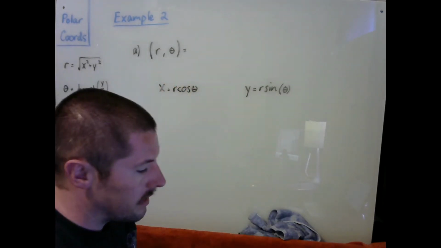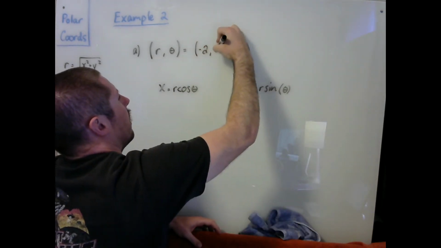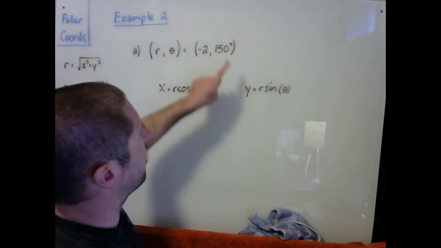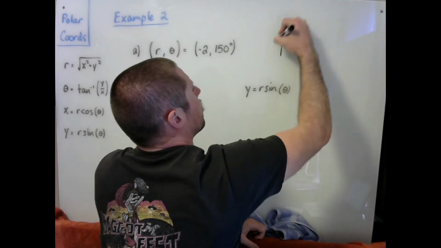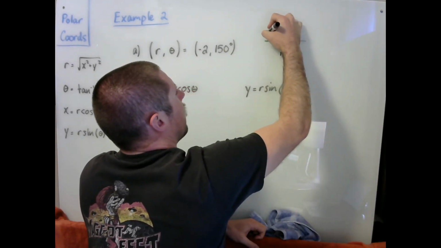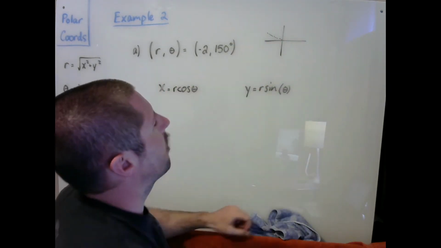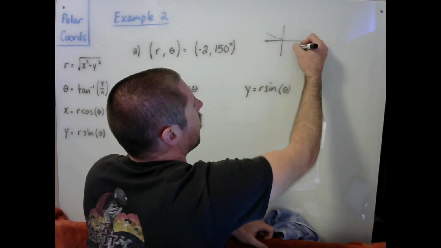So in our next example here, we're going to go ahead and look at negative 2, 150 degrees. So a little bit weirder here. I'm given an angle in degrees. I'm given a negative radius here. So I'm picturing for myself, generally 150 degrees is this guy right here. It's sort of 30 degrees off of our 180. But we're going to go negative 2 units in that direction. So I'm actually going to end up over here somewhere.